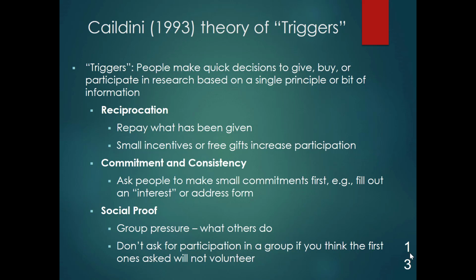Basically, with social proof, we determine what's correct by finding out what other people think is correct. So this has to do with group pressure. What others do, okay, everybody's filling it out, then I'll fill it out too. Everybody's participating in this research study, maybe I should do it too. Okay, so don't ask for participation in a group if you think that the first ones asked will not volunteer.